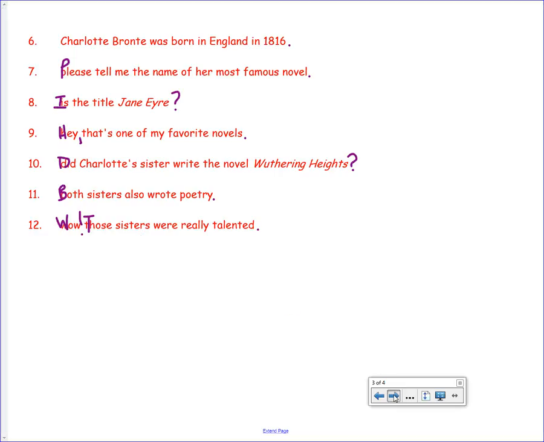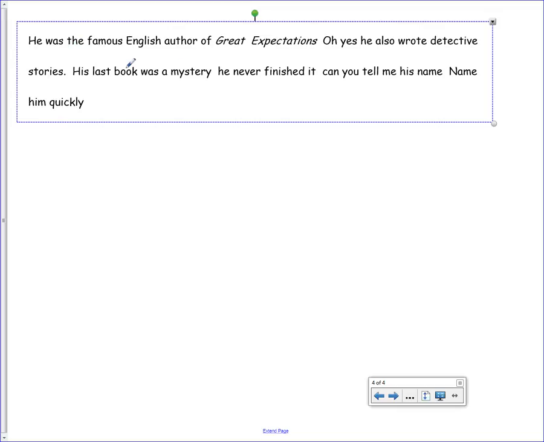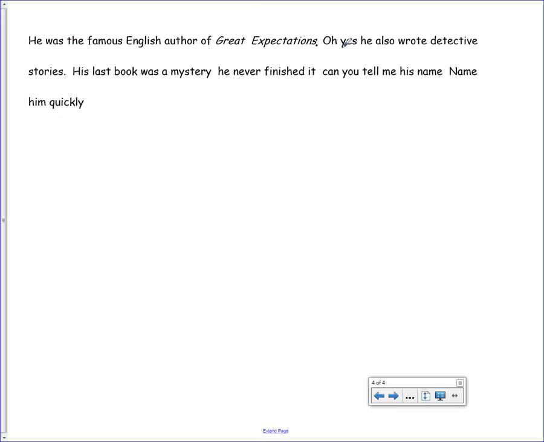Okay, last page. "He was the famous author of Great Expectations," period. "Oh yes," comma, that's an interjection. "He also wrote detective stories." "His last book was a mystery," period. Capital "He never finished it," period. Capital "Can you tell me his name," question mark. "Name him quickly," period.